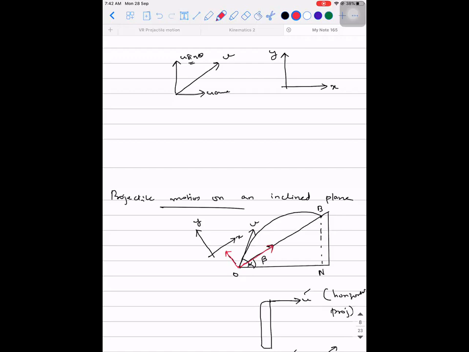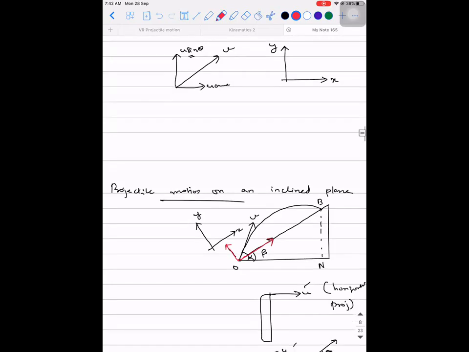When this is happening, what do I write the horizontal component as? U cos of alpha minus beta. To clear your doubt, this whole thing is alpha, then this will be alpha minus beta. Then what will be the vertical component? Obviously, it will be u sine of alpha minus beta. So I hope this is clear.